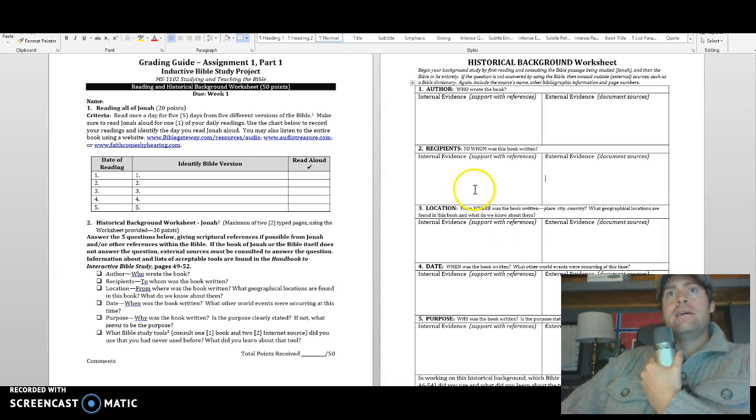Hopefully that makes sense. Okay, so you're going to answer who wrote the book, to whom was the book written, so support it with scripture or external evidence. Location, from where was the book written, like the place, the city, the country, what geographical locations are found in the book, and what do you know about them.